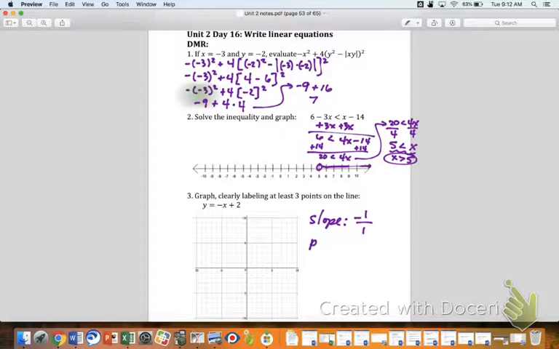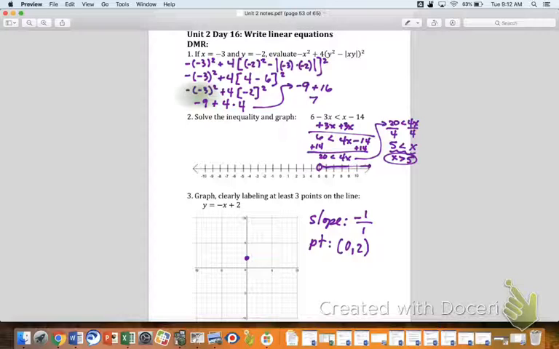Okay, and then the point on the graph. Remember that a point is always x comma y. What would you say the point is on this graph? You got it. 0, 2 is right. I'm always going to graph that point first. So 0, 2 is right there.